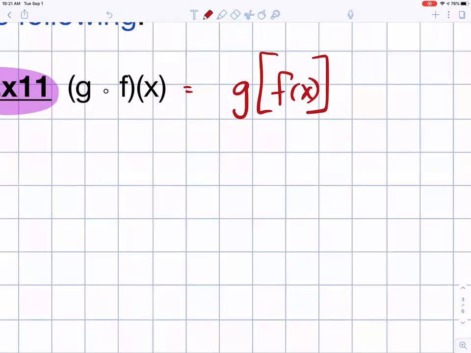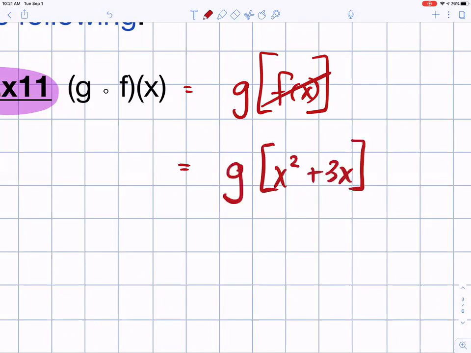Order of ops says we start on the inside, right? What's on the inside? f of x. Do you know what f of x is? Yes, you do. It's in the directions. What is f of x? All right, so f of x is going to get taken out, and I'm going to replace it with x squared plus 3x. Don't forget to leave all the stuff around it there. You haven't messed with it yet.